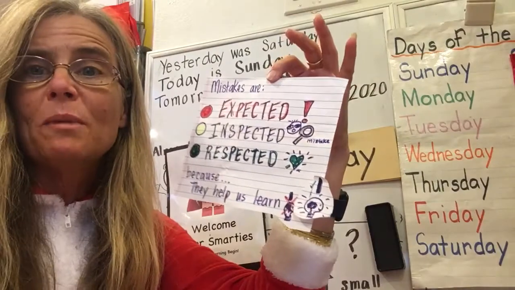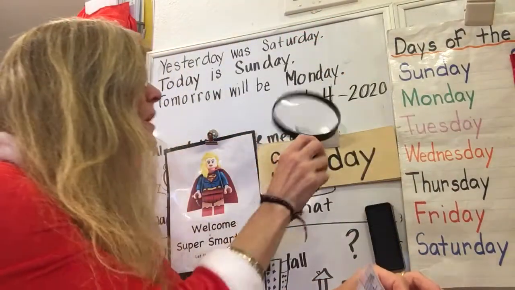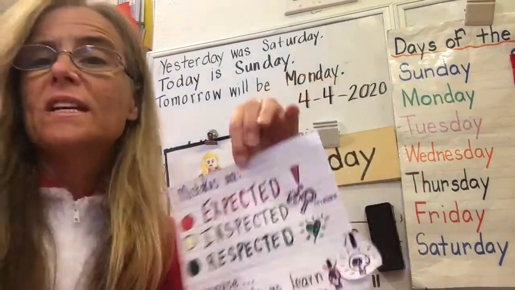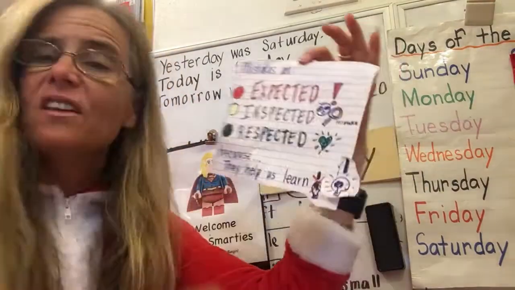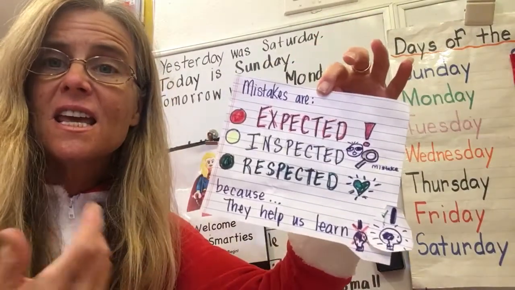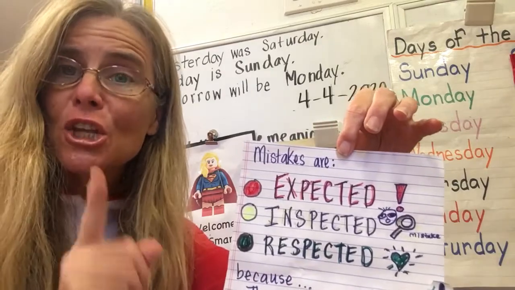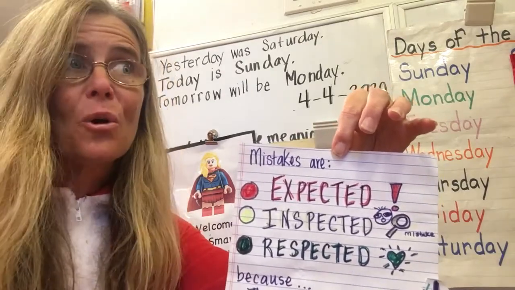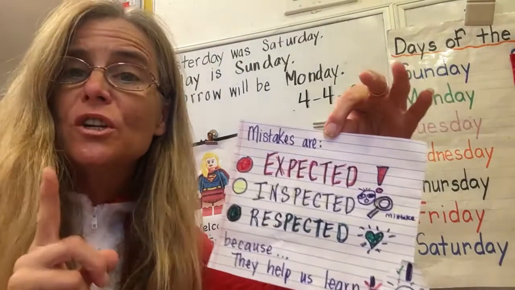We also know that when we make them, they need to be inspected. Oh yes, I don't want to do this again. That was an error, and I want to catch it so I don't make it again. And then finally, it's to be respected, because if you caught it and I hadn't, it means that you learned something. So even in my error, you got to learn. So here's what you need to know.